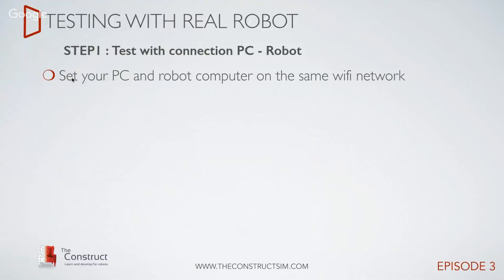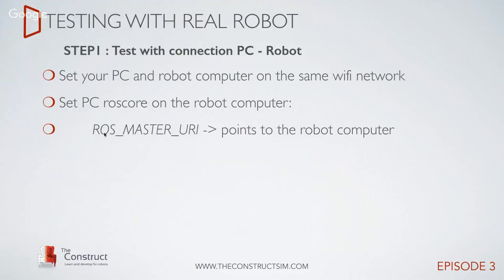Okay, so you set up your PC and robot computer on the same Wi-Fi network, of course. Then you set the ROS core to be on the robot computer. So you indicate to your PC that the ROS core is on the robot computer. How do you do that? By setting the ROS master URI pointing to the robot computer and the ROS IP to the IP of your PC.